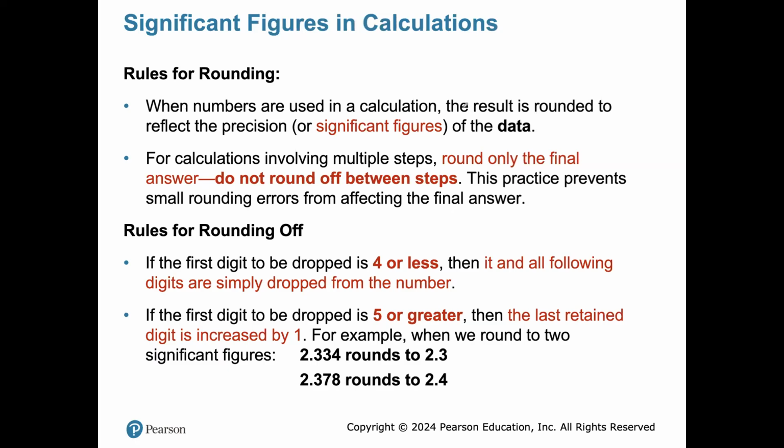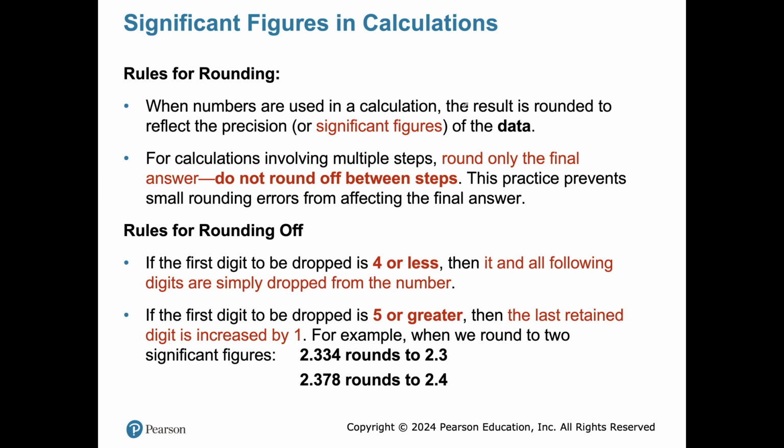So if we measure a number in a calculation, then the calculated results should reflect the precision of the data. And this is shown in the significant figures of your final calculated number. For calculations involving multiple steps, keep in mind that we only round in the very, very last step. Do not round off between steps. Otherwise, if you round between steps, it will potentially cause rounding errors that eventually affect the final answer.